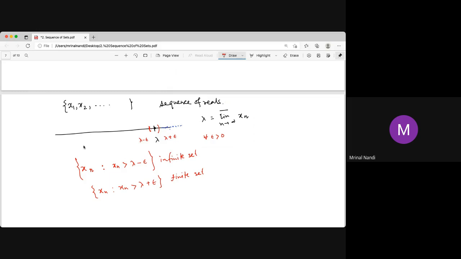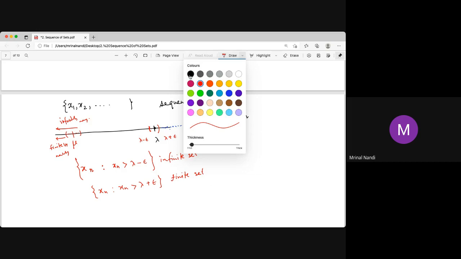And similarly for the lim inf. If mu is the lim inf, that means after here there are infinitely many elements, and below here there are finitely many. So this is one definition, but there is one more equivalent definition.